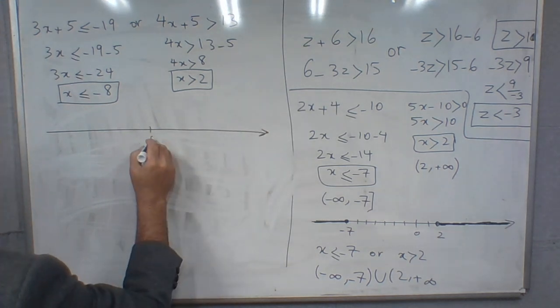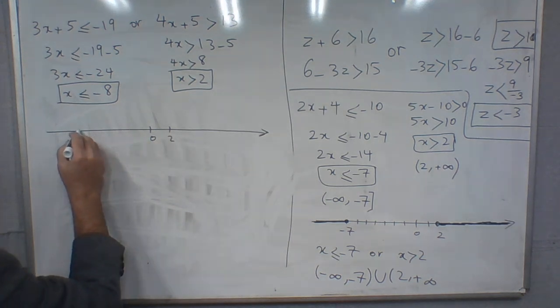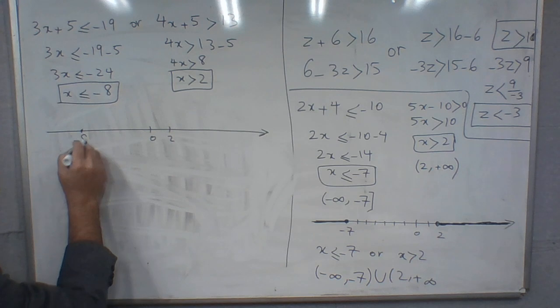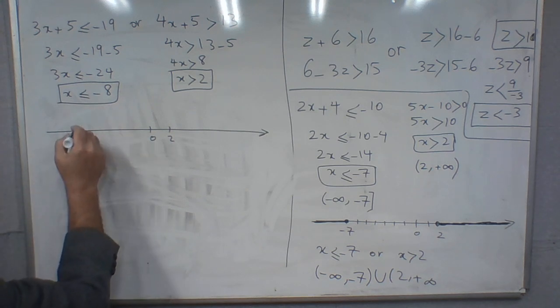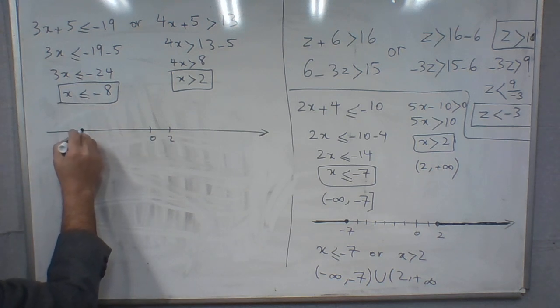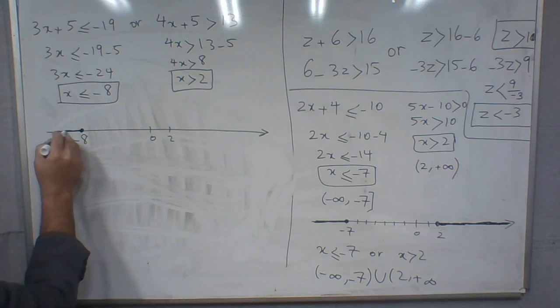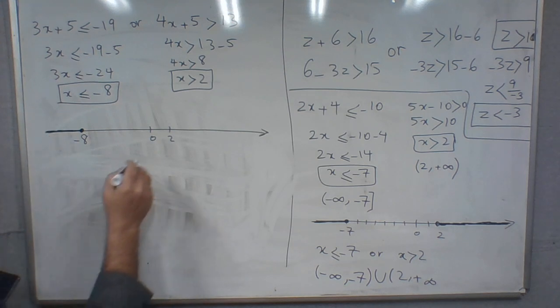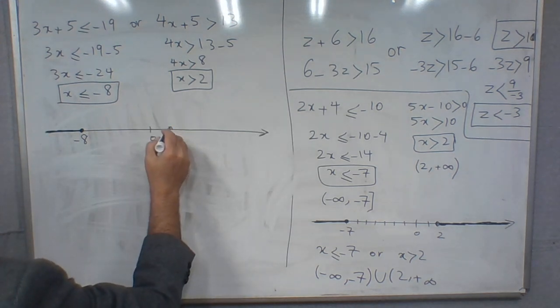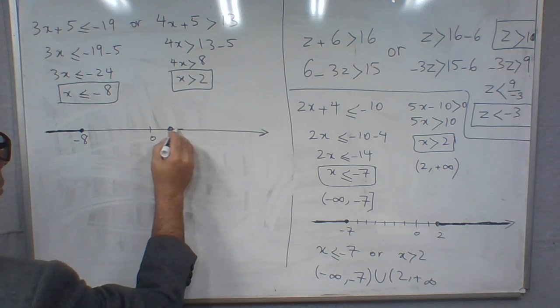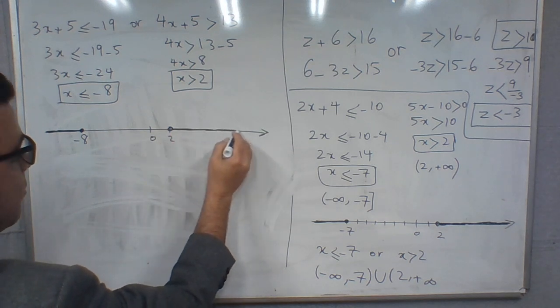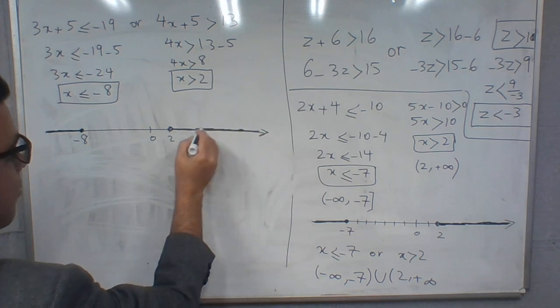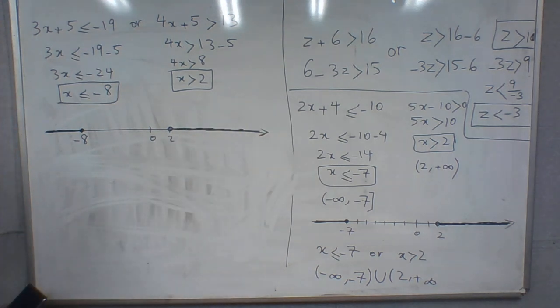We have the origin here, maybe this is 2, and 1, 2, 3, 4, so this is -8. So less than or equal to -8. Equal means a full point. So this is this, and then greater than 2, not equal, so a hole. Okay, so this is the graph of the solution.